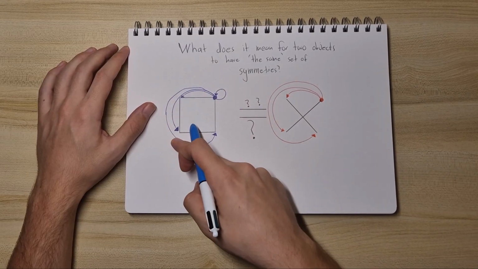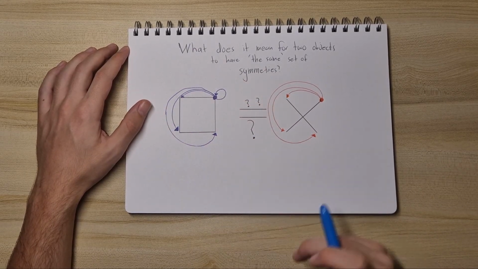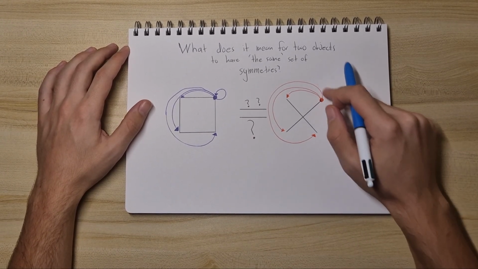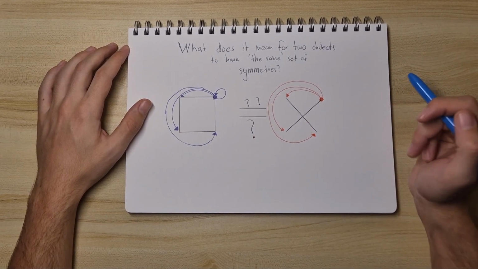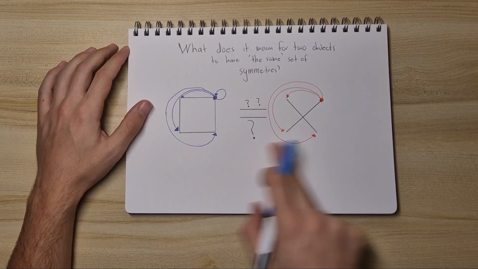You can rotate by 180 degrees and it looks the same. And you can also rotate by 270 degrees and it looks the same. And you can do the same with the cross. You can rotate by 90, 180, or 270. And it kind of looks like the symmetries of a square and the symmetries of a cross are the same.